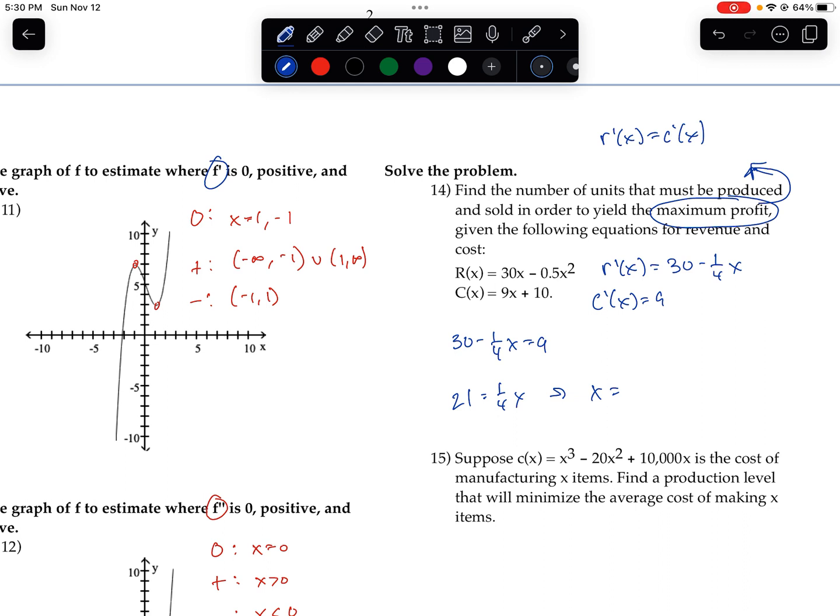Okay. I think that's everything. So next, let me read the problem. Find the number of units. Is it just 84? It doesn't really specify if the units are measured in thousands or anything, right? Yeah.